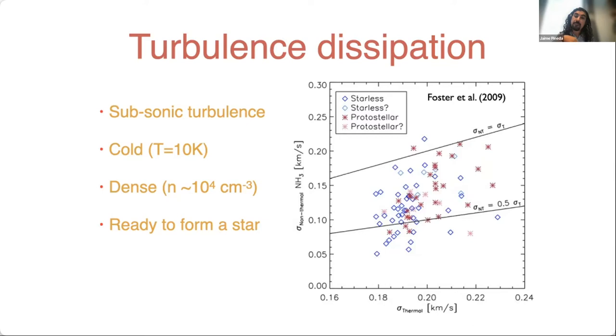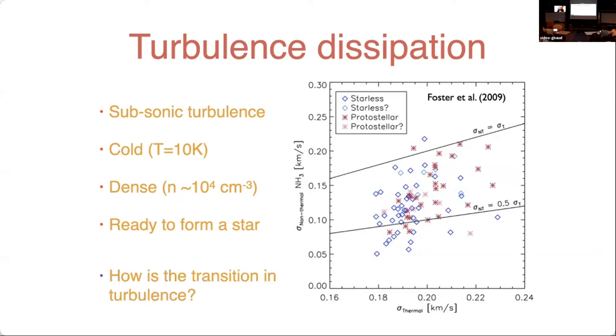You can see that the red and the blue points that mark protostellar or starless objects are very well mixed in general. So we can see that the gas is usually at 10 K with subsonic turbulence, and dense, about 10^4 particles per cc. The gas is ready to form a star. And once it forms a star, the feedback is not as strong or important at the scales probed by the beam of the GBT. So what's next? It's to understand how is the transition between the supersonic cloud and the subsonic core.